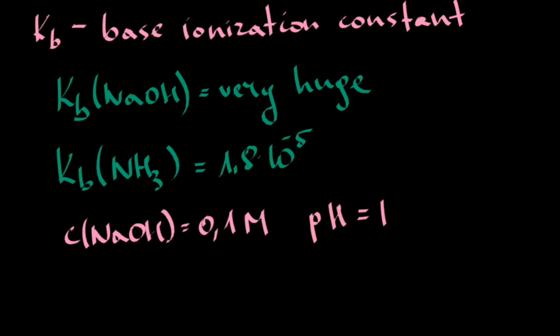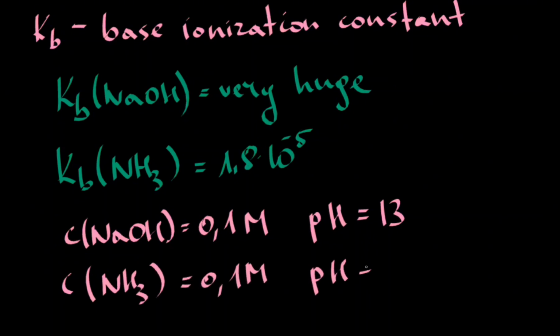So the takeaway from this lesson is that pH entirely depends on how many hydrogen or hydroxide ions are in the solution, and it depends on the ionization constant.